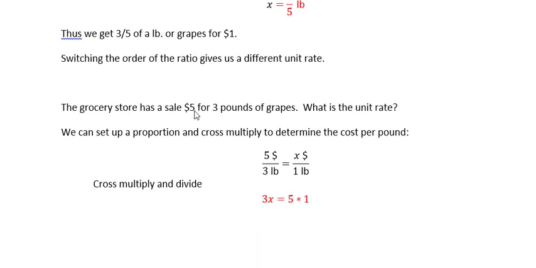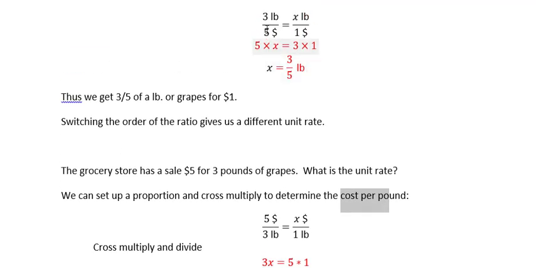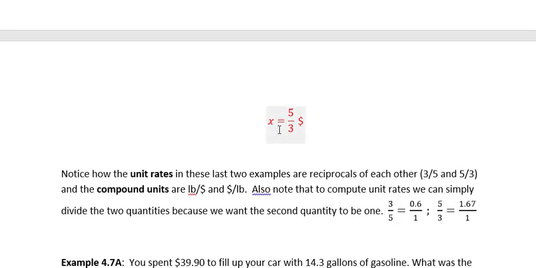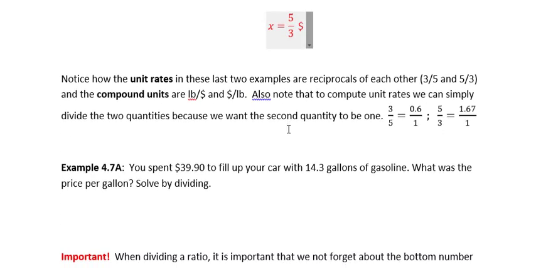So here we're going to go to the grocery store. We're getting the same $5. We get the same 3 pounds of grapes. What's the unit rate in cost per pound? Notice the difference. The other one was pounds per dollar. This one is dollars per pound. Cross multiply and divide, and you get 5/3.